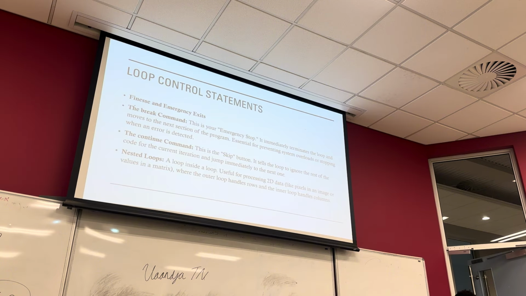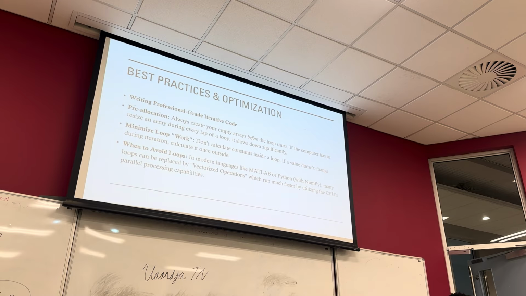We continue. This is the skip button. It tells the loop to ignore the rest of the code for the current iteration and jump immediately to the next one. Nested loop. A loop inside a loop, useful for 2D data like pixels, where the outer loop handles rows and the inner loop handles columns. So let's say you're processing memory from a video game or something like that.